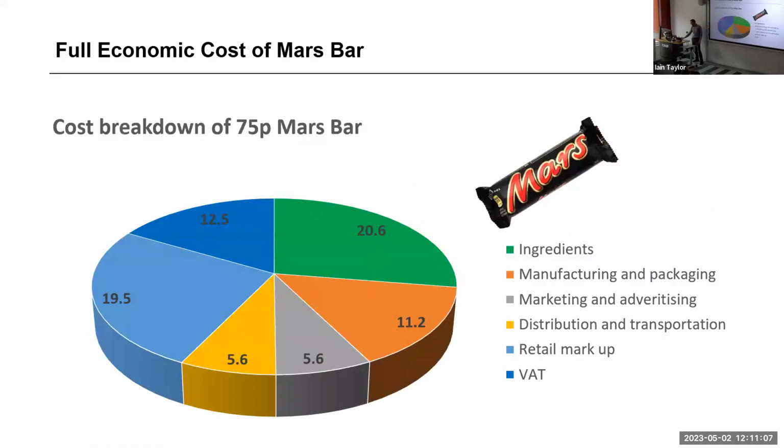Okay, so roughly speaking, from what I can see, 20.6 pence of the 75p Mars bar is the ingredients. The ingredients, manufacturing and packaging is actually less than half the cost of a Mars bar. So the rest is distribution, marketing, retail, tax. I found this a useful way, when I was trying to get my head around it all, of thinking about what the full economic cost of something was. It's not necessarily the things you see or would expect. There are other built-in costs that make up a product.